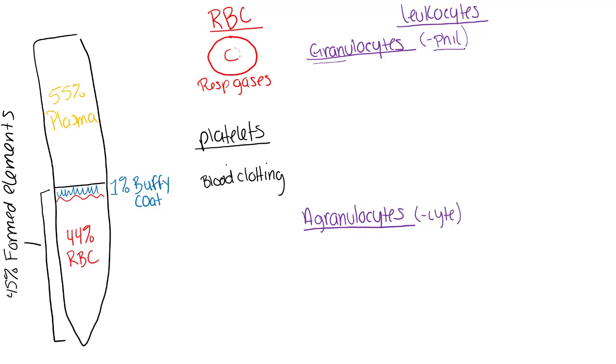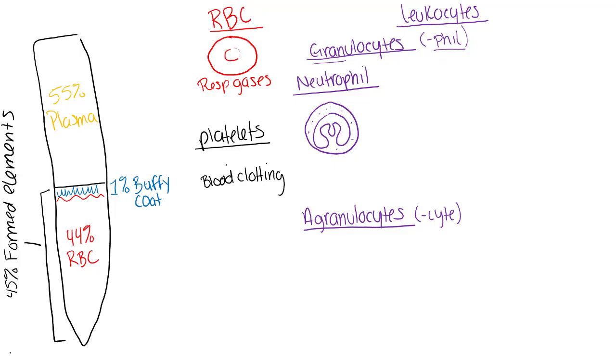Looking at the first granulocyte, we have a neutrophil. Focusing on the anatomy of a neutrophil, it is a cell that has a very light purple cytoplasm and a multi-lobed nucleus. And in the cytoplasm, you have these small light purple granules. Neutrophils are functionally responsible for phagocytizing bacteria.